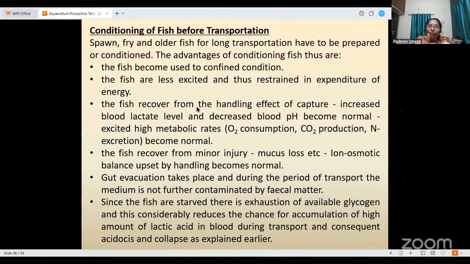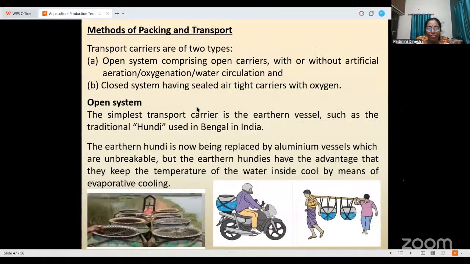Don't feed the fishes for almost 24 to 48 hours. Why? If you're not going to feed them, they're not going to do the digestion. If you're not going to do digestion, excretion is also less. So these are some of the conditioning that has to be done before transportation of the fishes.